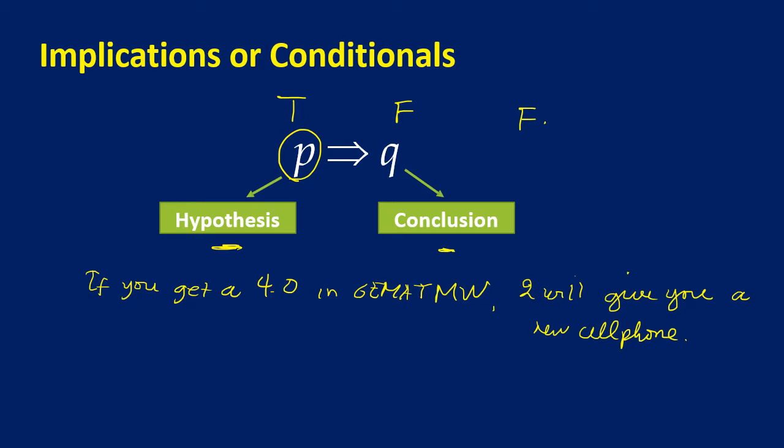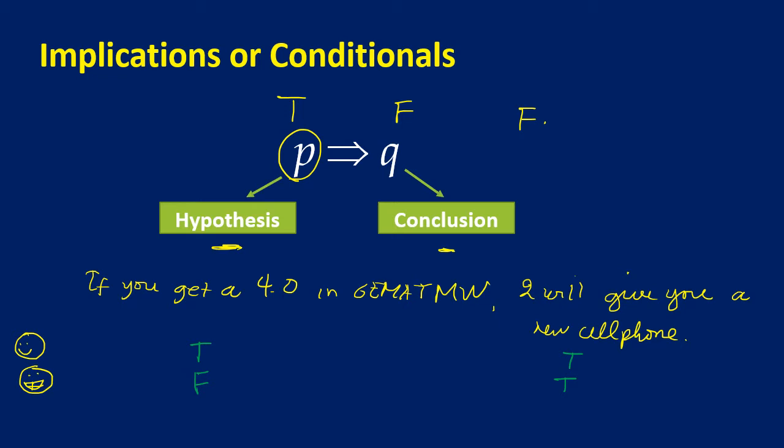Now, suppose you got a 4, and then she gave you a new cell phone. So this part here is true. Will you get mad at her? No, right? You're still happy. Next, suppose you did not get a 4, so this part here is false. But your mom saw your effort, so she still gave you a new cell phone. Will you be happy? Of course, you will be super duper happy, because even if you did not meet the condition, she still gave you a new cell phone.